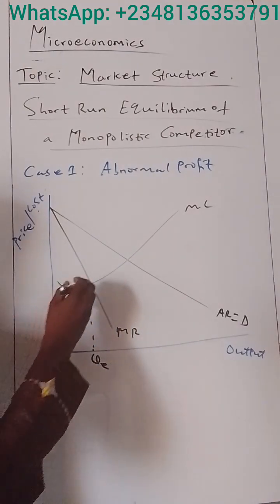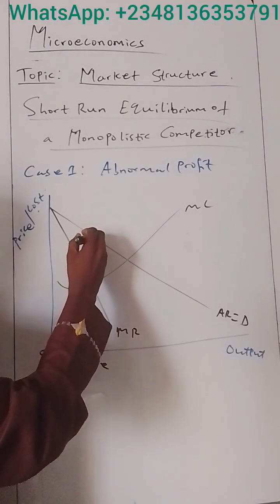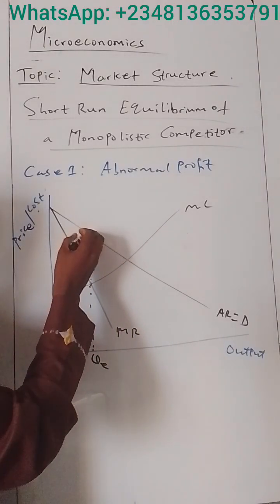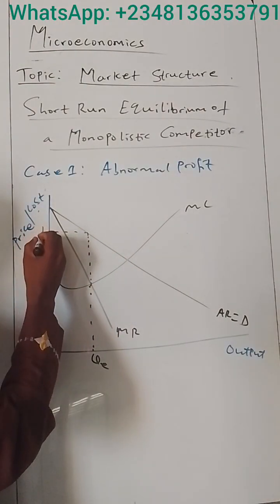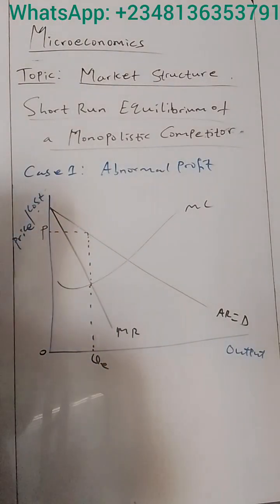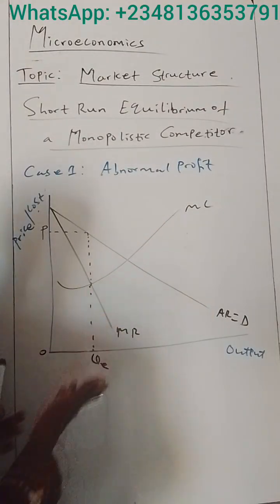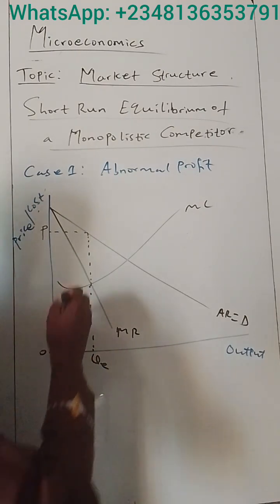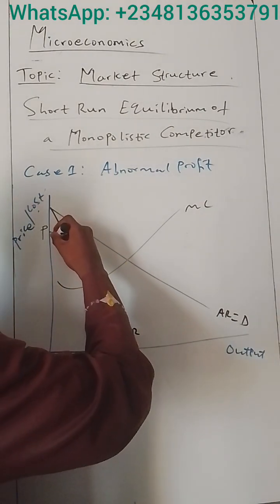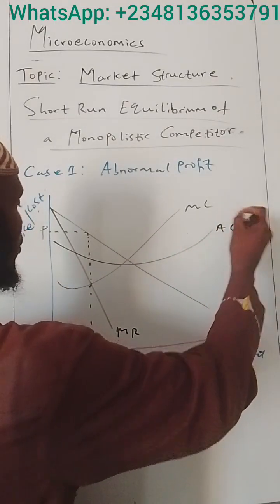To determine the equilibrium price, I continue to trace from the equilibrium until I get to the price line, which is the average revenue line. Then I trace it to this side, which is the price axis. So this only tells you about the equilibrium point. It does not tell you whether the firm is making profit or not. So let's introduce the average cost curve, here, this average cost.